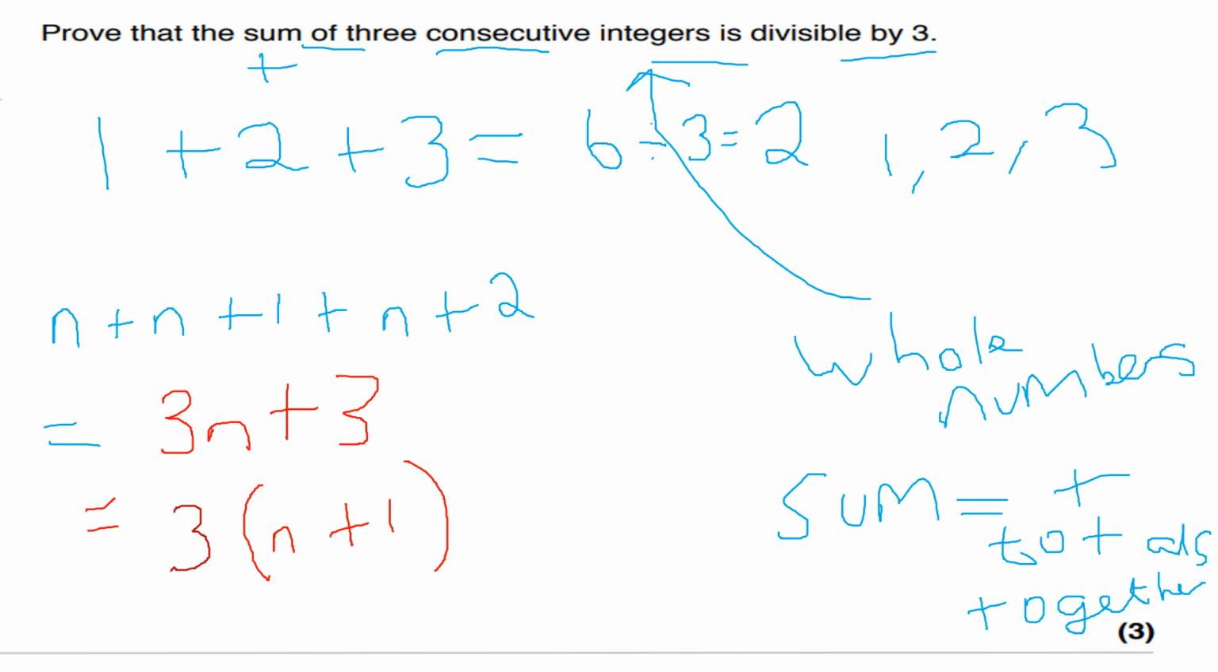I've pulled out a factor of 3. If you pull out a factor of 3, that means that number will be divisible by 3, whatever the value of n is. If n is equal to 0, then you'd have 3 divided by 3. If n is equal to 1, you would have 6 divided by 3. If n equals 2, you would have 9 divided by 3. So this gives you essentially the nth term expression of the 3 times tables.